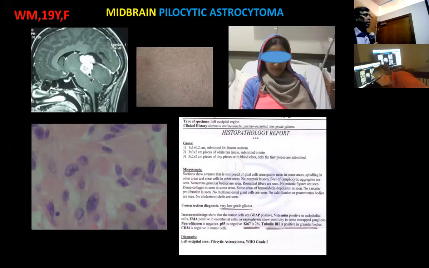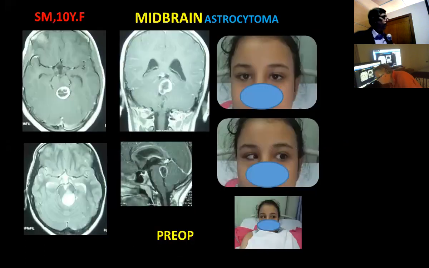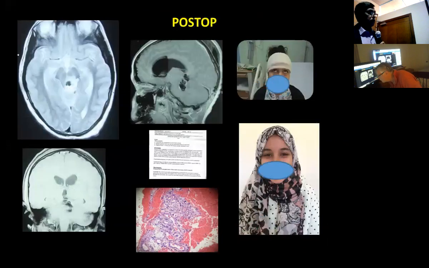This is again a glioma in the upper part of the midbrain. This is a girl whom we operated upon. This is the histology, pilocytic astrocytoma, a very benign lesion. Again, this is a lesion in the back of the midbrain, and again, it was an astrocytoma in this girl, which we operated upon. And this is the post-op, the histology, and the follow-up.